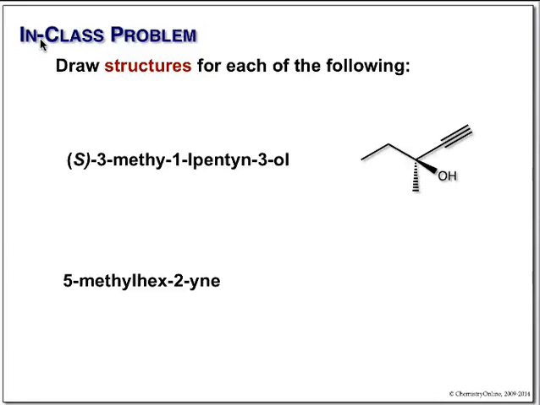Our highest priority is a hydroxyl group, followed by our triple bond, followed by our ethyl group. So our lowest priority here is going to be the methyl, and fortunately it is facing back. So our groups look like this. We're going 1, 2, 3 counterclockwise. This is in fact S configuration.